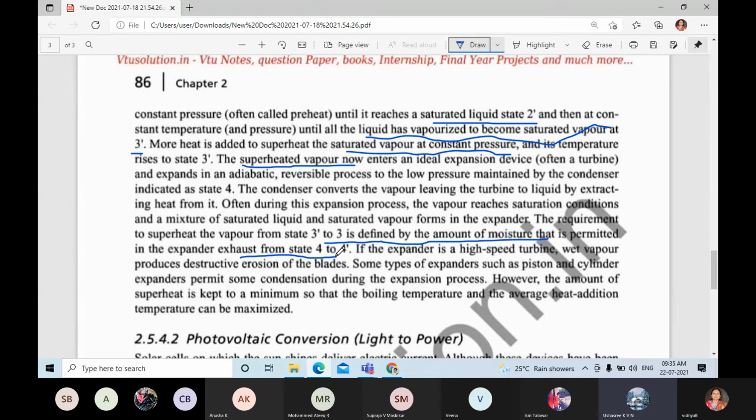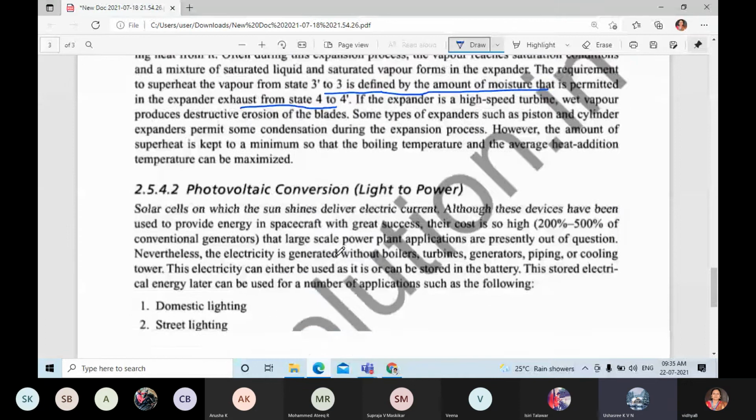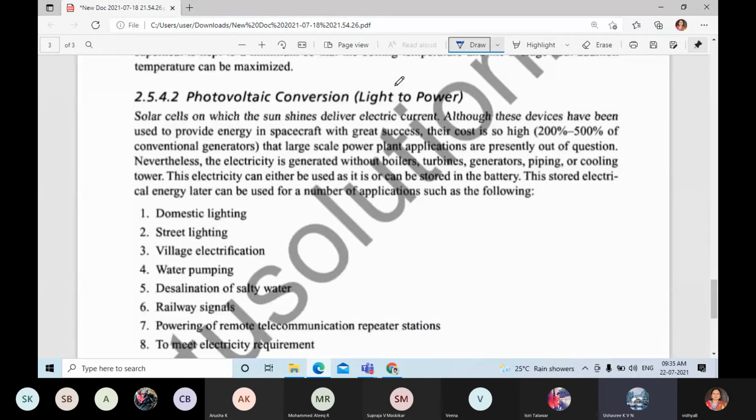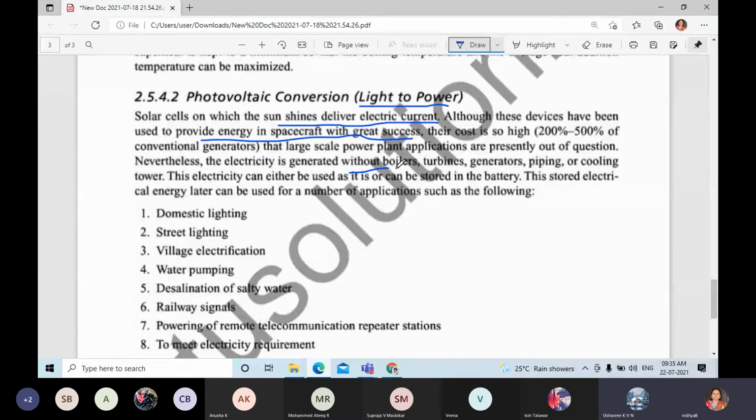Photovoltaic conversion. Now we'll discuss photovoltaic conversion, which converts light to power. Solar cells in which the sunshine delivers current. These are used to provide power for spacecraft. The cost is very high. The electricity is generated without turbines, generators, piping, cooling towers. We can produce electricity by using photovoltaic conversion. We can store the electricity in the form of battery, and the rays can be stored in the battery.